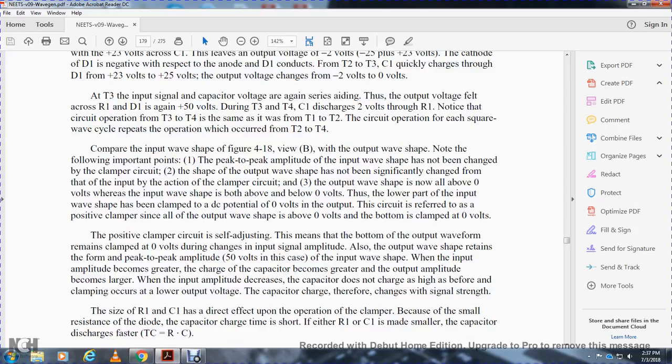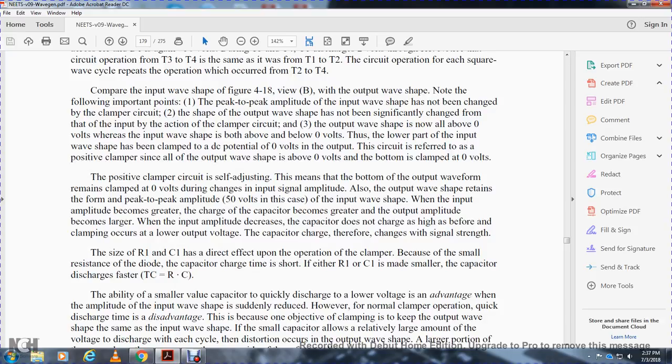At time 3, the input signal and the capacitor voltage are again series aiding, so the output voltage felt across resistor 1 and the diode is again 50 volts during time 3 to 4. Capacitor 1 discharges the 2 volts through resistor 1. Note that the circuit operation for times 3 and 4 is the same as for times 1 and 2. The circuit operation repeats for each square wave cycle. Sorry, time 2 to 4.